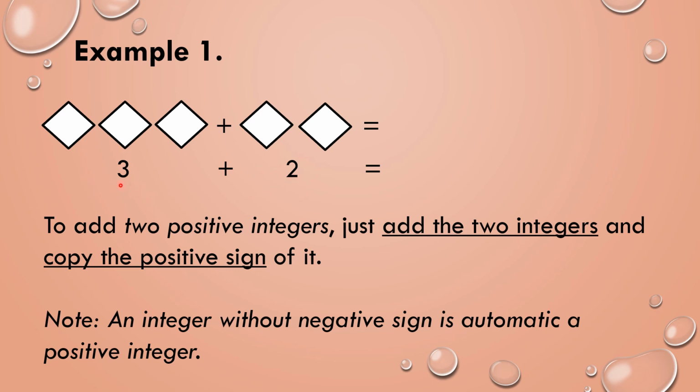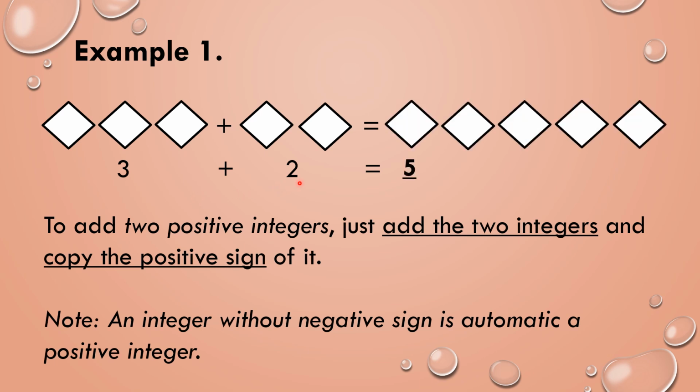So, sabi dyan, paano daw natin i-add ang dalawang positive numbers? So, ang gagawin lang natin, let us add 3 plus 2 and then let us copy the positive sign. So, 3 plus 2 is equal to 5 diamonds or 5 white diamonds or equal to positive 5. Pinagsama lang natin ang 3 white diamonds at 2 white diamonds. Therefore, the answer is 5 white diamonds.